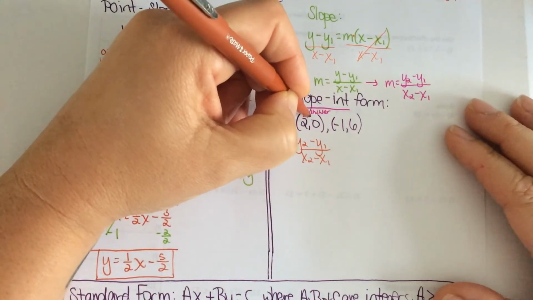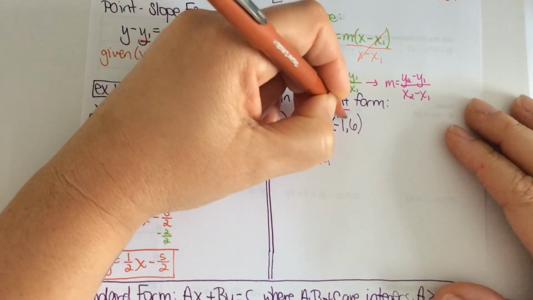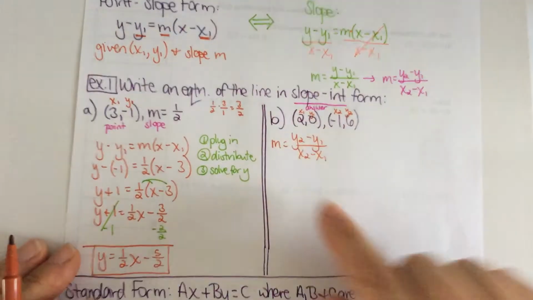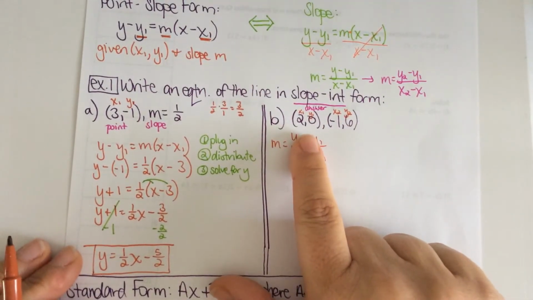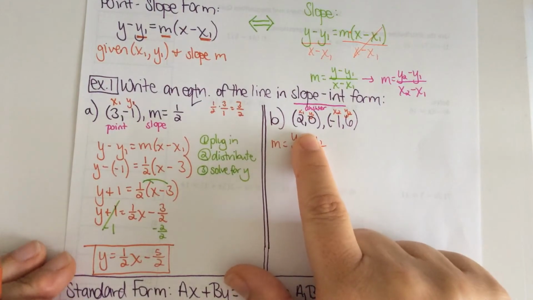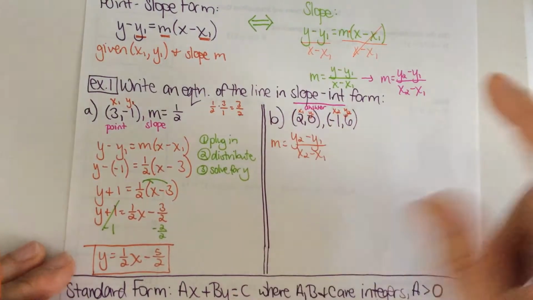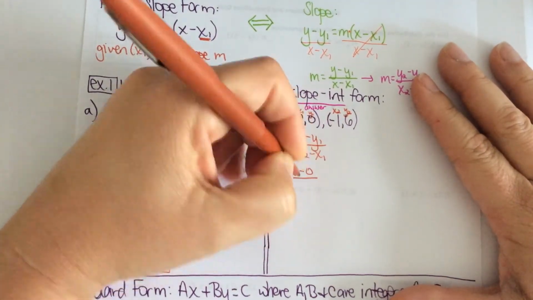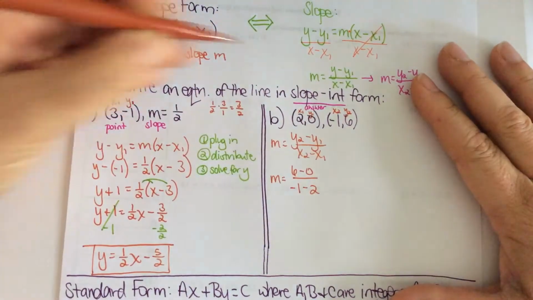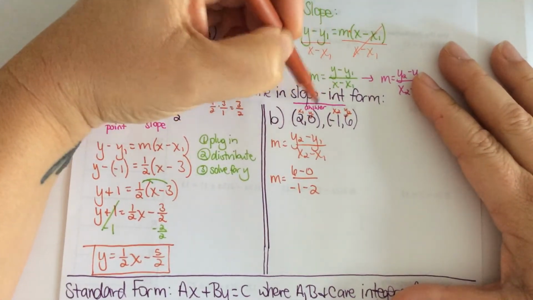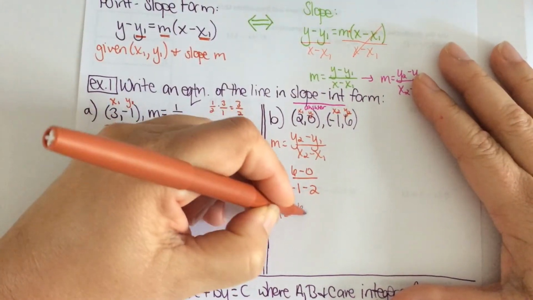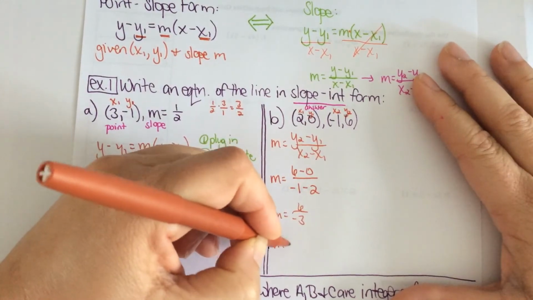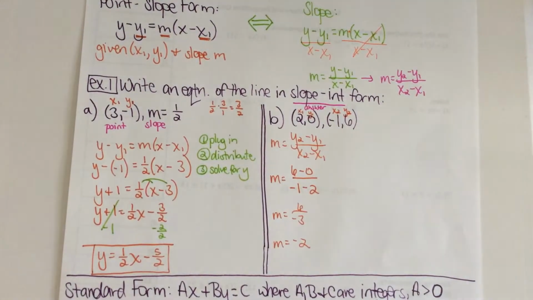So I label this x1, y1 and x2, y2, and the order doesn't matter. If you want to call the first one x2, y2, you can do that, as long as the 1 subscript stays with the x and y together and the 2 subscript stays with the x and the y together. So I'm going to go y2 minus y1 over x2 minus x1. And I'm going to simplify that, and I'm going to get -2. Now I have a point and a slope.